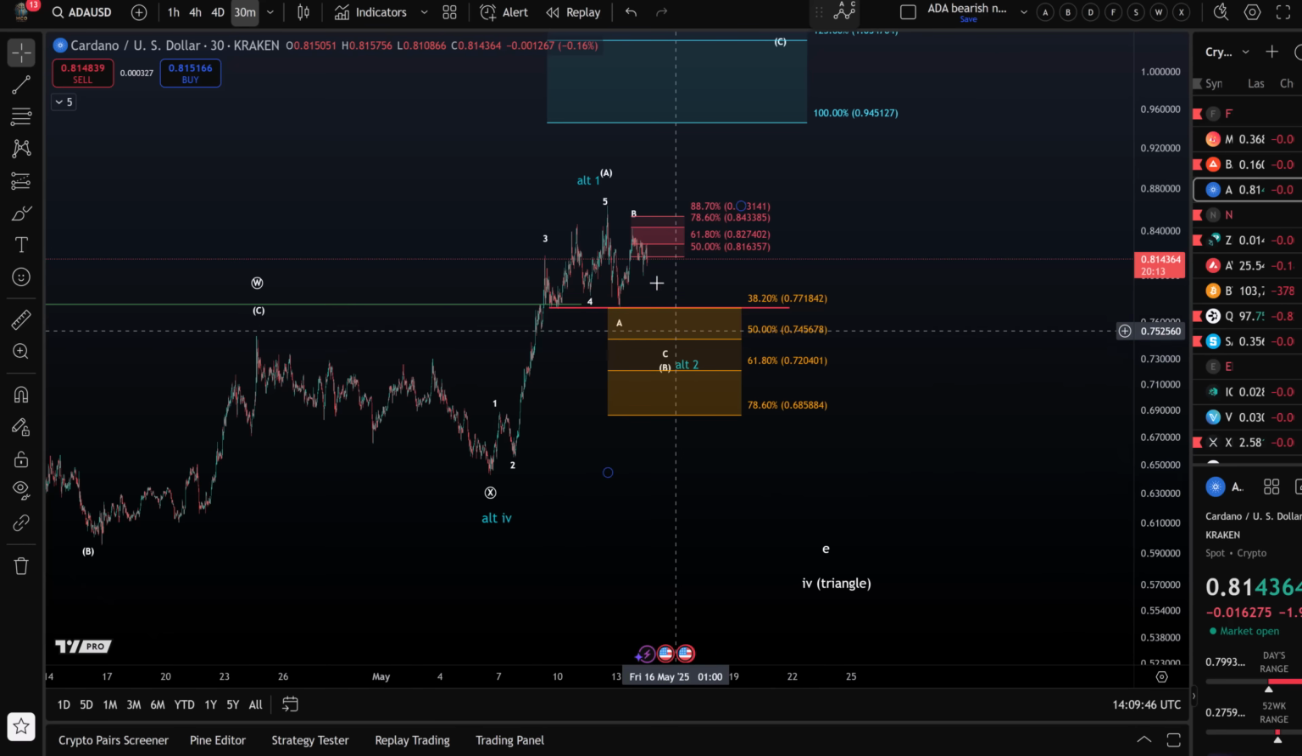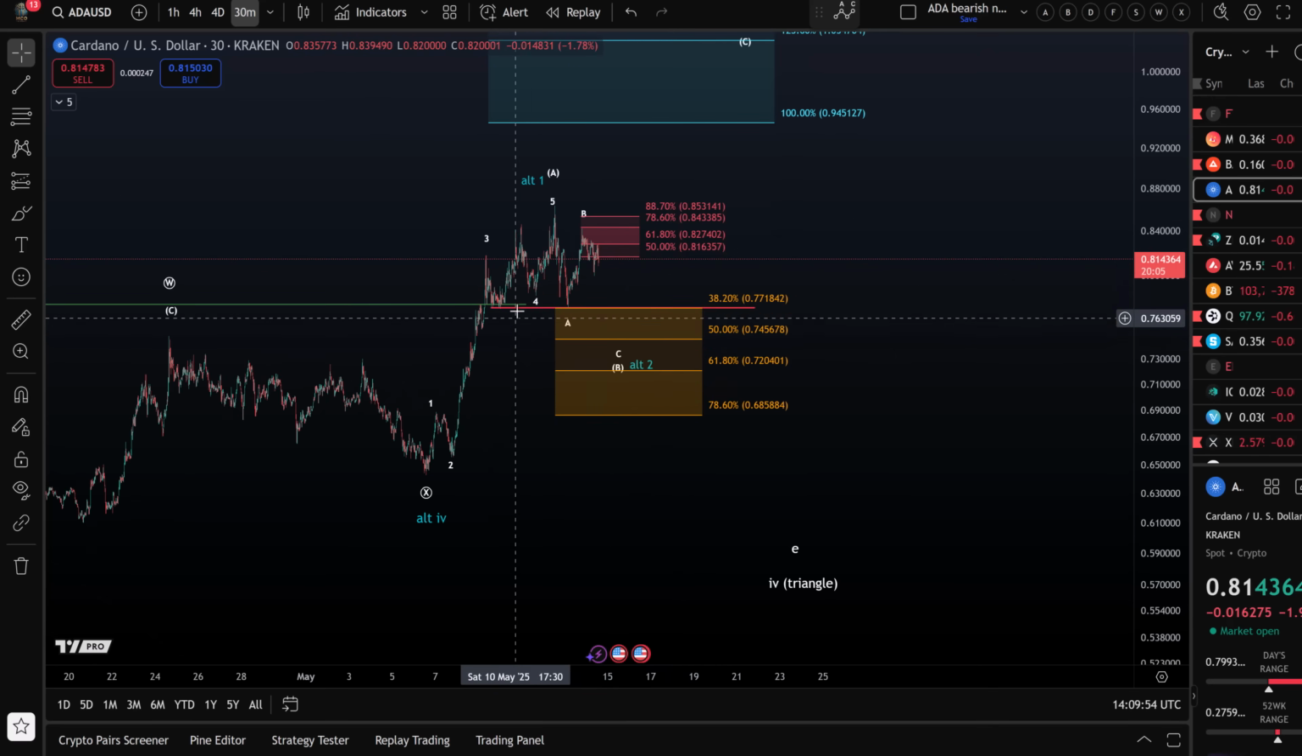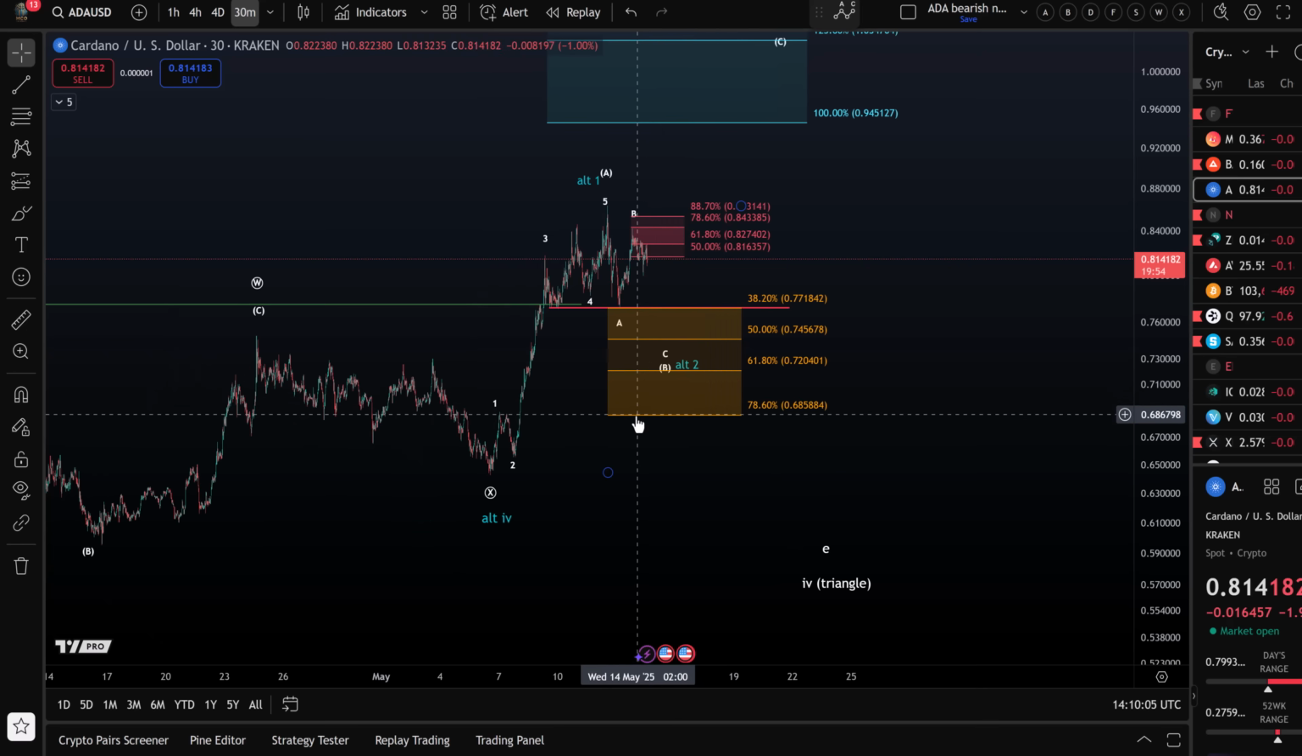The ADA chart is still consolidating here in a broader range. It looks like the market is trying to form a top there, but overall we haven't really seen any break below previous swing lows. So the market is still holding above the Friday 9th of May low, and it's just chopping around up here a little bit.